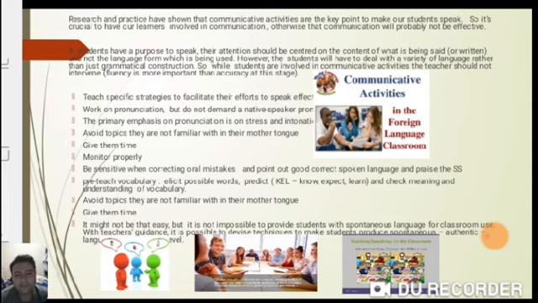Also, they should select from their language store. Speakers have an infinite capacity to create new sentences. In order to achieve these communicative purposes, they will select the language they think is appropriate for this situation, for this scenario, etc. If students have a purpose to speak, their attention should be centered on the content of what is being said, or written in this case, and not the language which is being used.